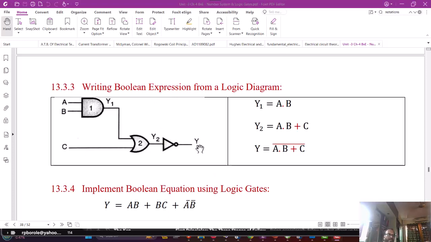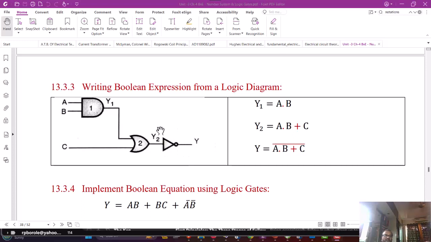The simplest way is to write the individual expression for y1, y2, and then you combine the expression of y1 and y2 and inputs to get the y output. Let us see here in this example, y1 is nothing but a and b. So we have written y1 is a and b. What is y2? y2 is c or y1. y1 is a and b. So c or a and b is y2.